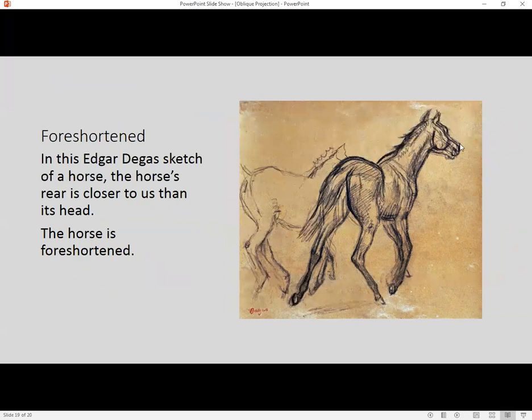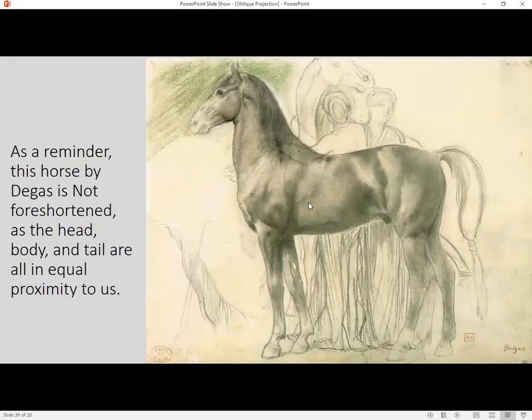This horse by Degas, we're seeing the rump of the horse is closer to us. The head of the horse is far away. The horse is foreshortened. This horse, my friend, is not foreshortened, because all parts of it that we see are in equal proximity to us. Now, you don't have to see it all. What if we just saw the head of the horse like this? Well, we'd still know it's not foreshortened, because all parts of it that we see are in equal proximity to us.